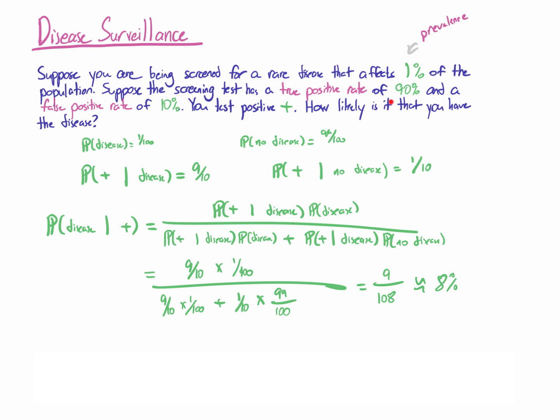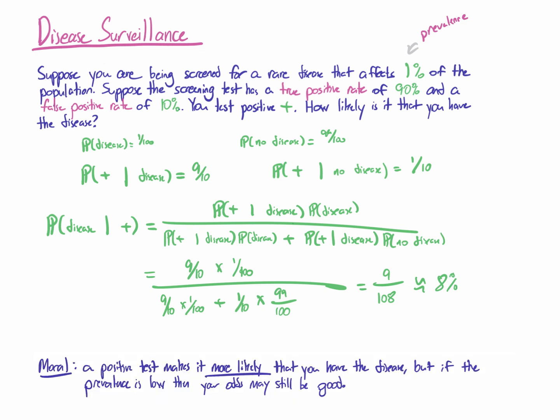I need to combine what I know about the true positive and false positive rates with the prevalence in order to understand what evidence this test result gives me that I actually am affected. So our moral here is that when we're reasoning about testing for disease, especially rare ones, positive tests make it more likely that you have the disease, but if the prevalence is low, then your odds may still be good, depending on details of things like the true positive and false positive rates. So in order to properly interpret what we should believe, what evidence we have in light of medical results, we should be using Bayes' rule to do it.